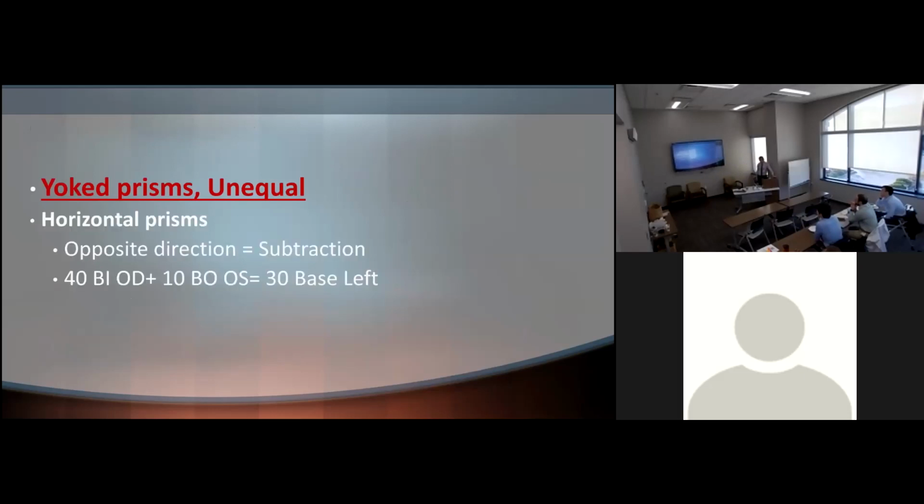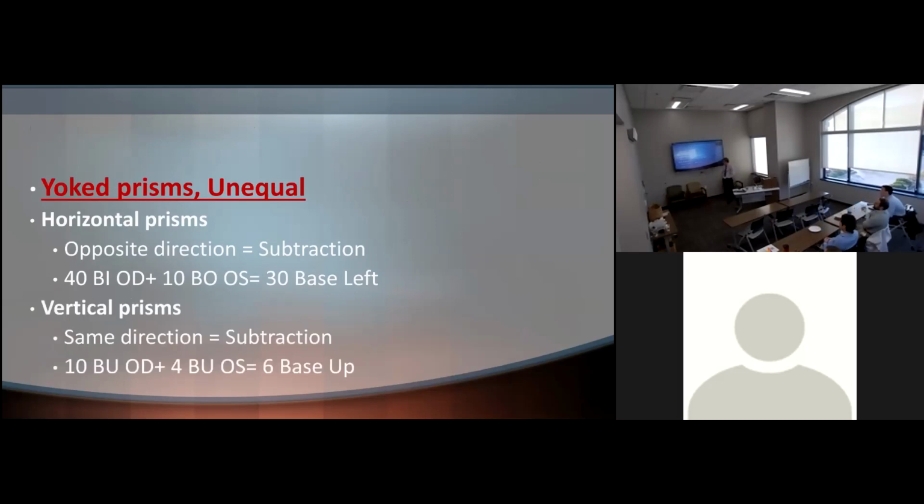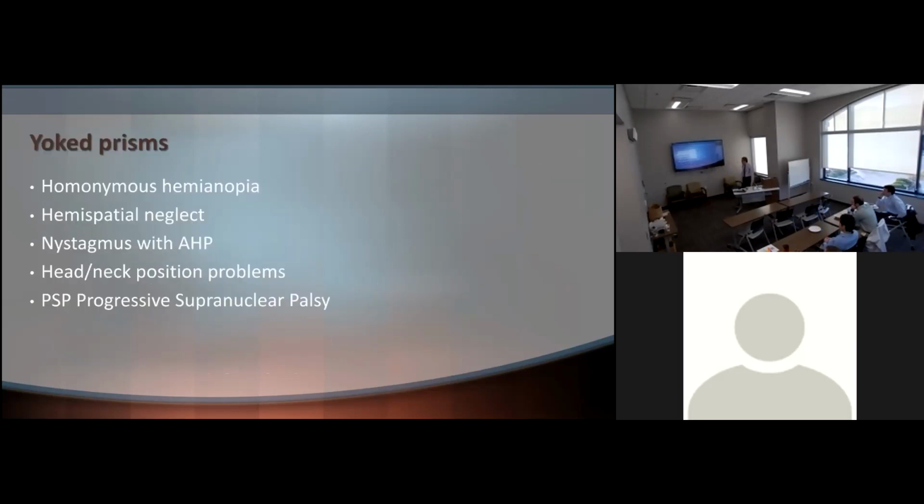But if we have yoke prisms that are unequal, then we're going to subtract. So if you have 40 prism diopter base in over the right eye and 40 prism base out of the left eye, the net power will be 30 prism diopter, favoring the left direction. Vertical prism in the same direction, we do subtraction. So 10 base up and 4 base up OS, the net power will be 6 base up. Sorry.